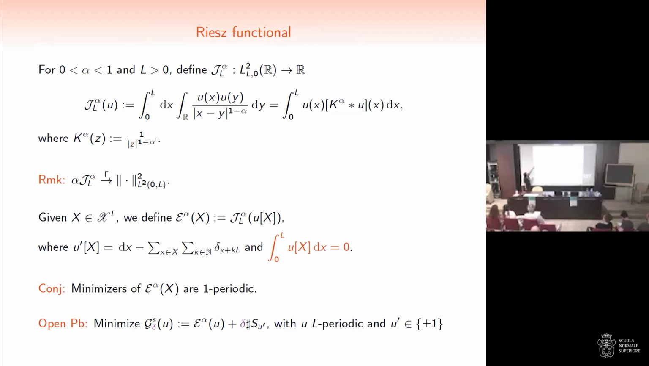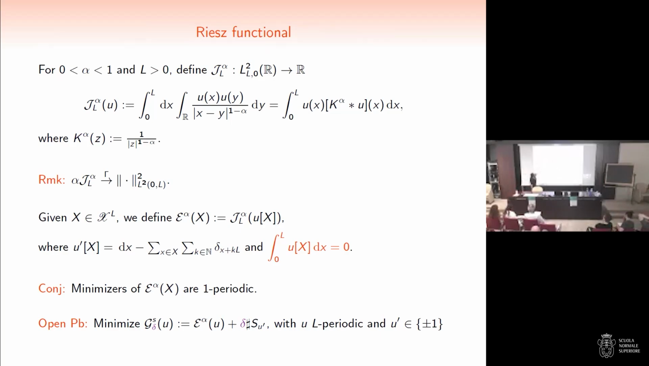So I define the energy in this way, as a double integral, one over the interval with length L, and the other one over the real line, of the product of the u's times this kernel. This can be written as the L2 product between u and the Riesz potential, that is K alpha star u, where K alpha is this kernel here. So this kernel is in L1 loc.